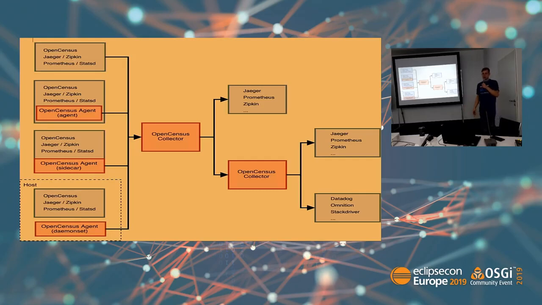We would also like to do tail-based sampling, the sampling which happens after the event. The collector is necessary because we have to keep all the data in memory for some time and then decide whether the span is interesting and we collect it or not.